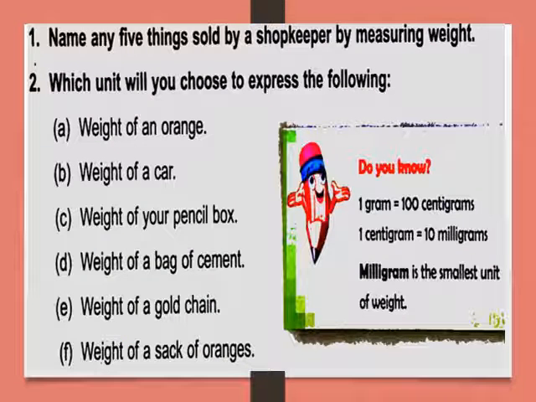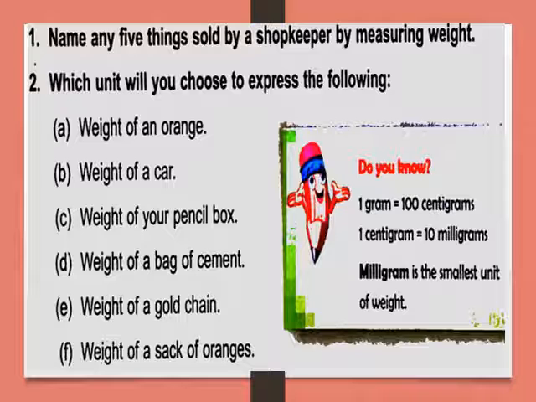Now one small activity I am giving you. You have to name any 5 things sold by the shopkeeper by measuring the weight. If you think about biscuits and chocolates, they are not measured by weight. So you have to think about the names of things which you get only when the shopkeeper measures them through the balance.